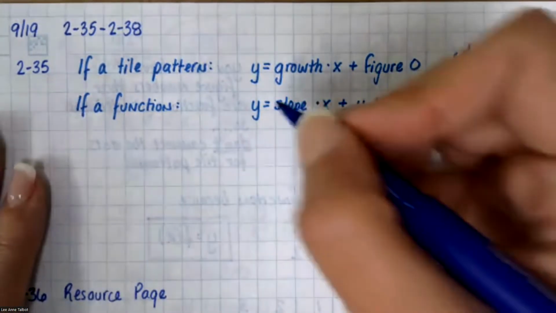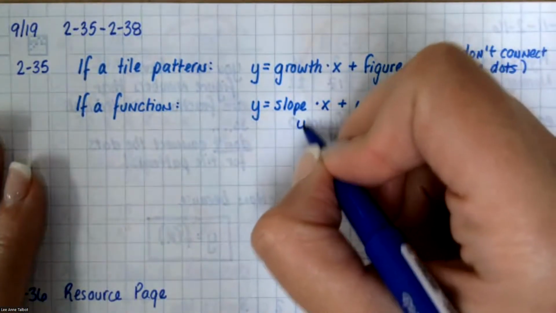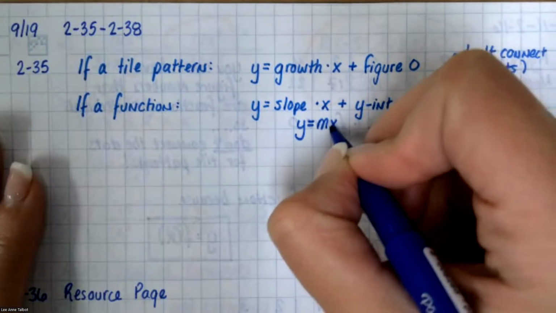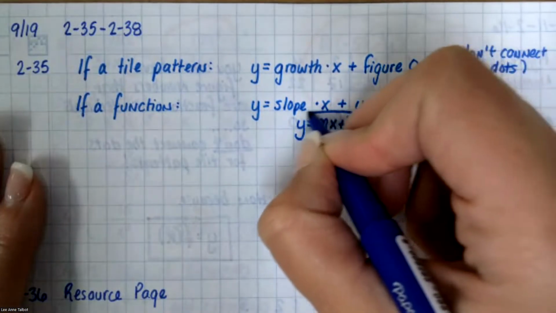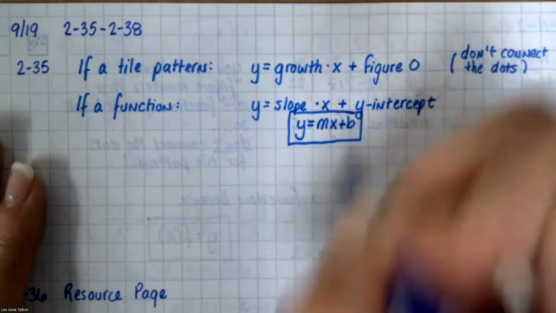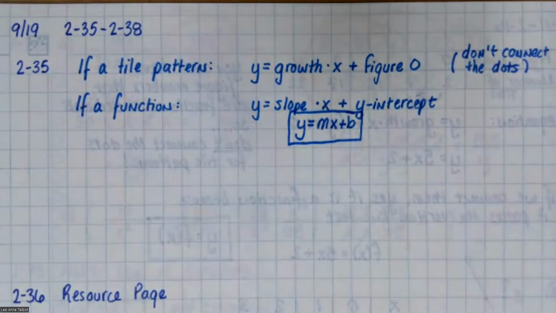And then as Mackenzie said very brilliantly, because we're lazy humans, we make letters for those things and we say y equals mx plus b. M is the slope and b is the y-intercept. A lot of people say slope and start instead of slope and y-intercept, but same deal.